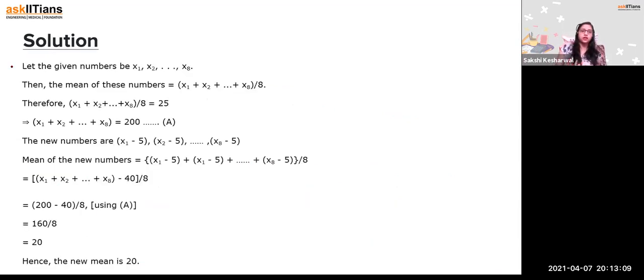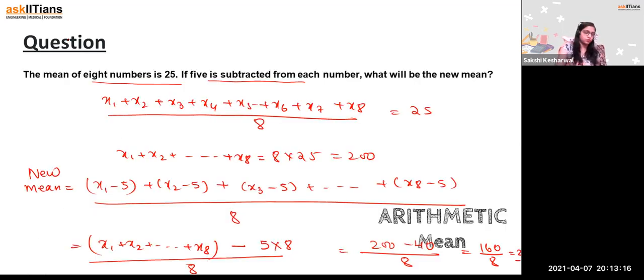And yes, you can see that a solution is also given. You can just write it from here and see how this is being presented. So please write it down.